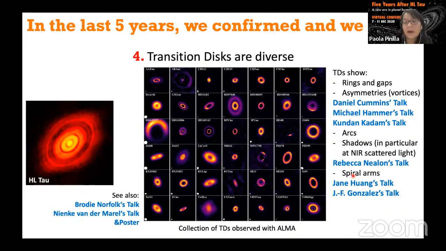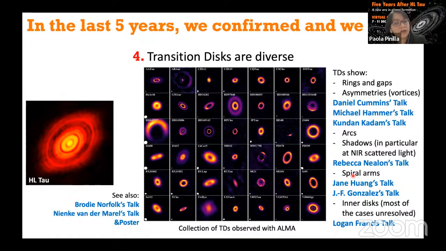And something that I found very interesting is that in some of these transitional disks, we now observe an inner disk at the millimeter wavelength. And in most of these cases, I would say the majority, this inner disk remains unresolved. But it's very interesting why it exists in some and not in others. And there is a talk by Logan Francis about the inner disk of transitional disks observed with ALMA.